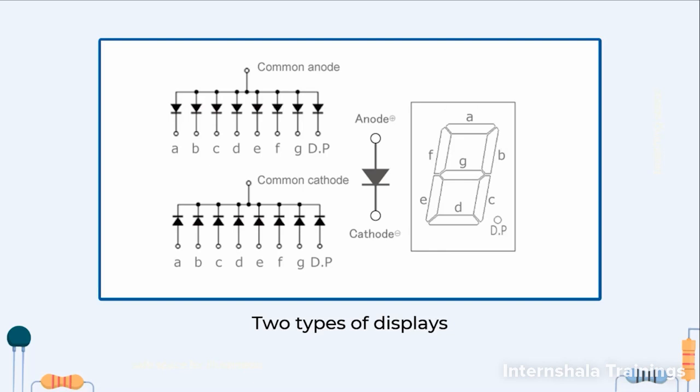In common cathode, the idea is completely opposite. All the cathodes, that means the N side of the LEDs, are connected to ground. So if I give inputs A, B, C, D, E, F, G as 1, then the LED will glow. Now let us remember that on a Basys 3 board we have the common anode type of display.